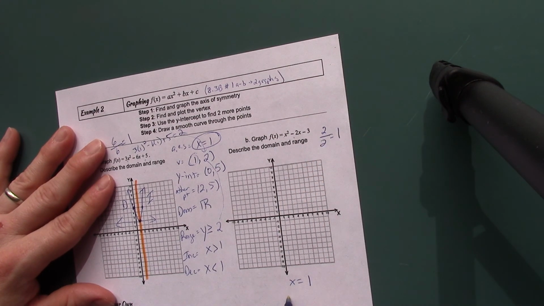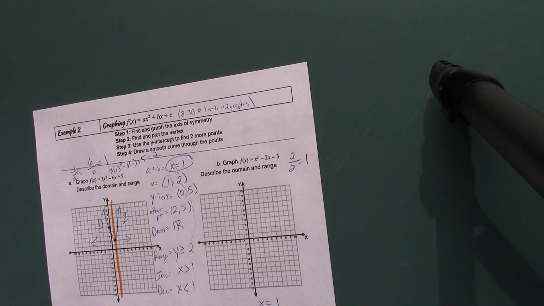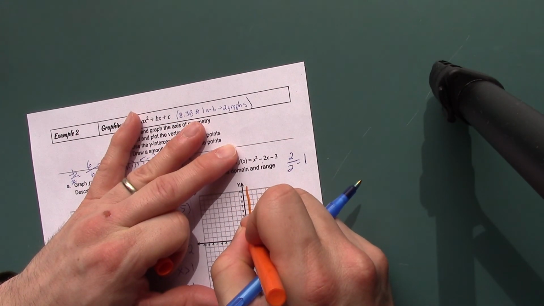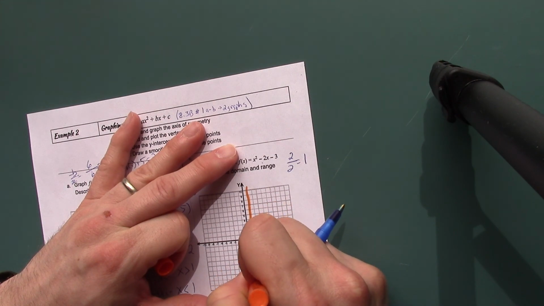There it is. That means my vertex. Okay, I'm going to draw that line in. It happens to be the same as the previous problem. That is not always 1. Okay, it just happens to be on these two problems.